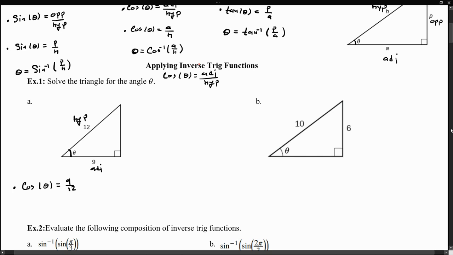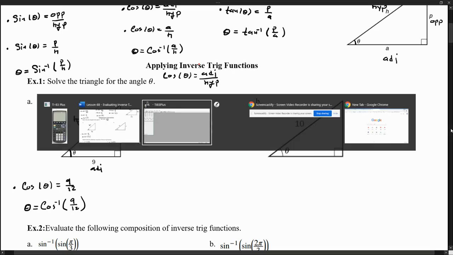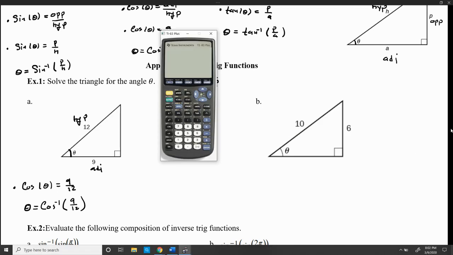But we're not looking for just the cosine of the angle. We're looking for the value of the angle. So if this is how we have defined the cosine of theta under this ratio, then the angle is the inverse of cosine evaluated at that ratio. So that is saying that theta is equivalent to the inverse of cosine evaluated at 9 over 12. And this is something that we can use your graphing calculator to define. So where is it? So here it is. That's our graphing calculator.